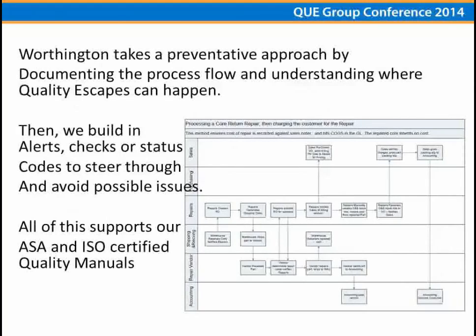At Worthington, we take a preventative approach. We document our processes. We flow them out. We understand the process and the procedure in order to accomplish a transaction. And then we identify those potential areas where quality escapes might occur. Then, when we identify those areas, we try to build things into the system that might alert us, that might trigger us, or that might stop us from doing things wrong, or identify potential problems with a transaction or a part. This is all part of our ASA and ISO certification manuals.